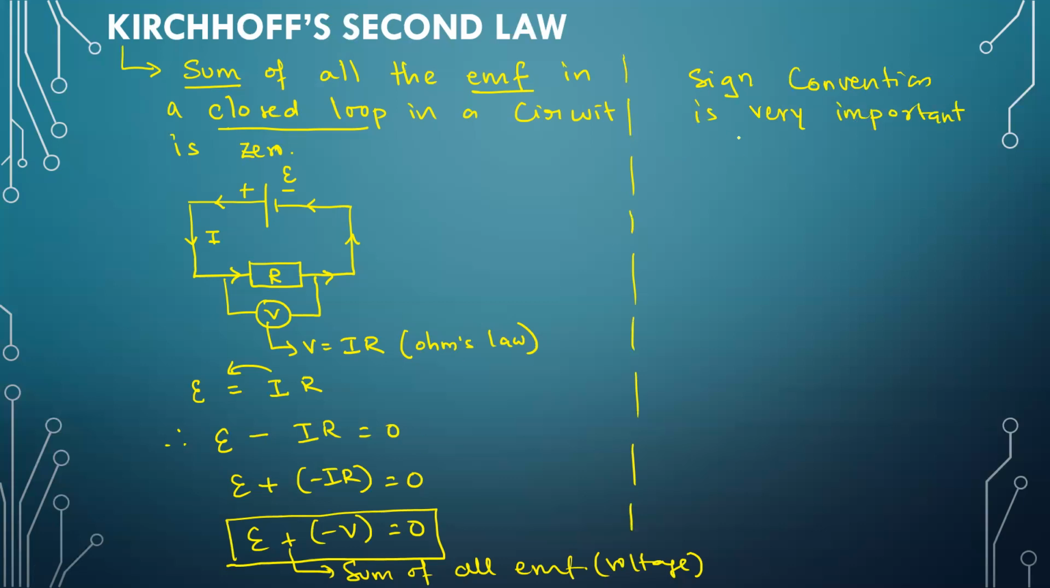If you look at this equation, when I wrote E plus or minus IR, you see this is negative, whereas my EMF is actually positive. Now, in order to make things simpler, what Kirchhoff suggested is that when you take a circuit, you decide a direction that you want to choose in the closed loop.